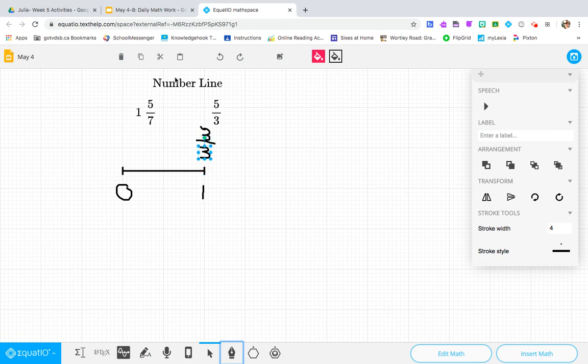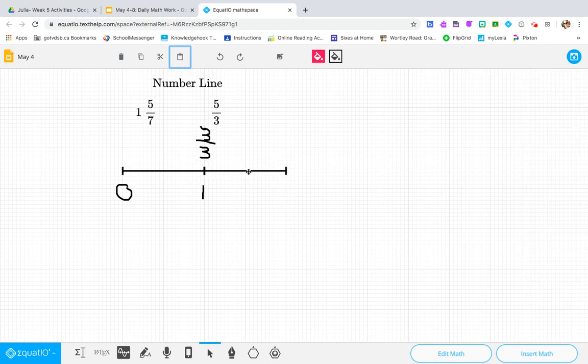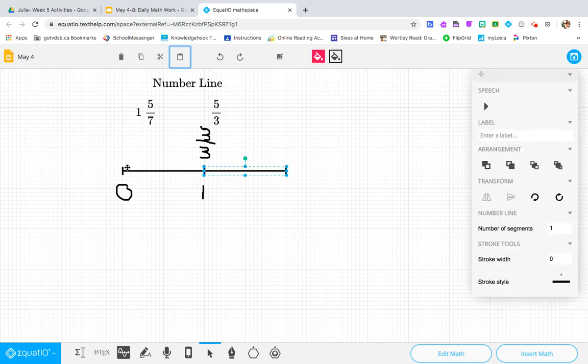And I'm going to then click on my line and make a copy of this line that we're going to do the second part of our fraction with. So let's copy the line and paste it again and line it up to continue our number line here. So now this is a number line that we're going to play with. We already have the 1 part of our 1 and 5/7. So now we need to make the 5/7 on this part of the number line. So we're going to break our number line up into sevenths.